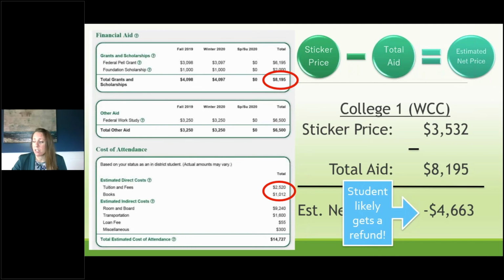That financial aid refund that the student would receive, they can use towards any kind of educational expenses. So if they need a laptop, or, you know, a car repair to get to class, that kind of thing.